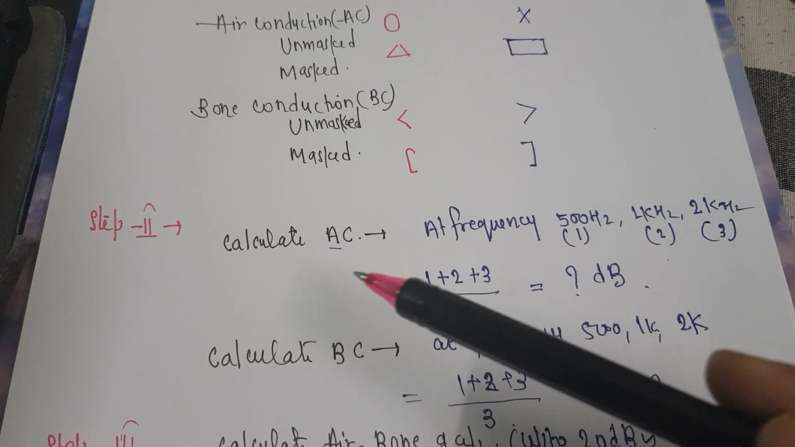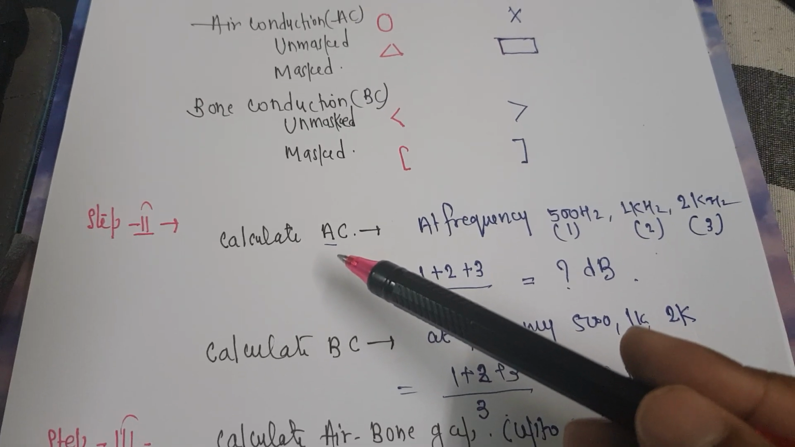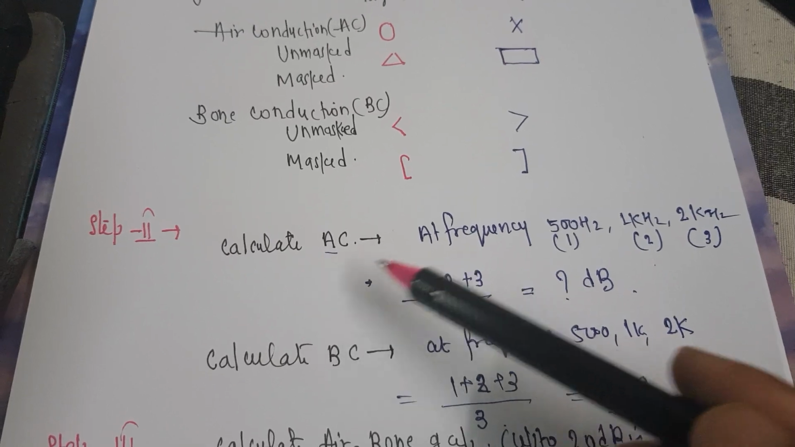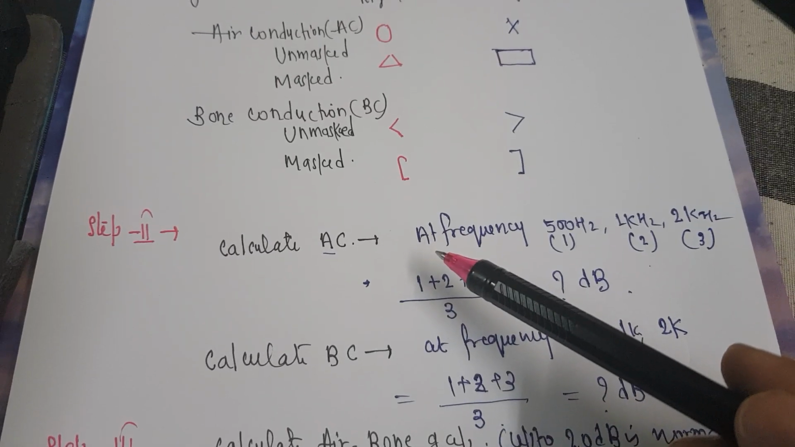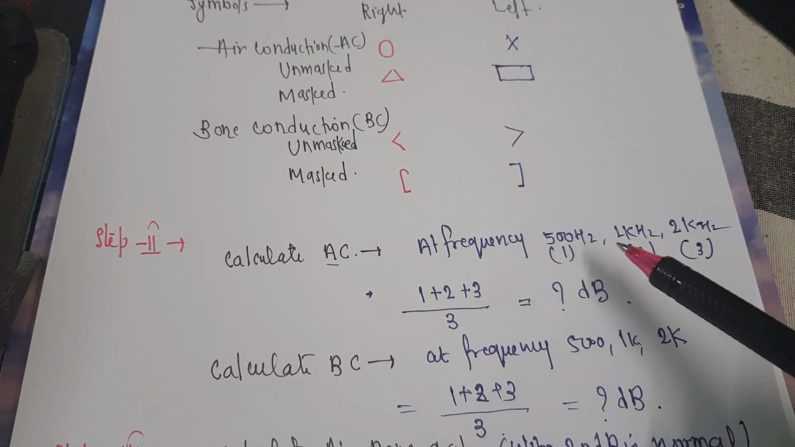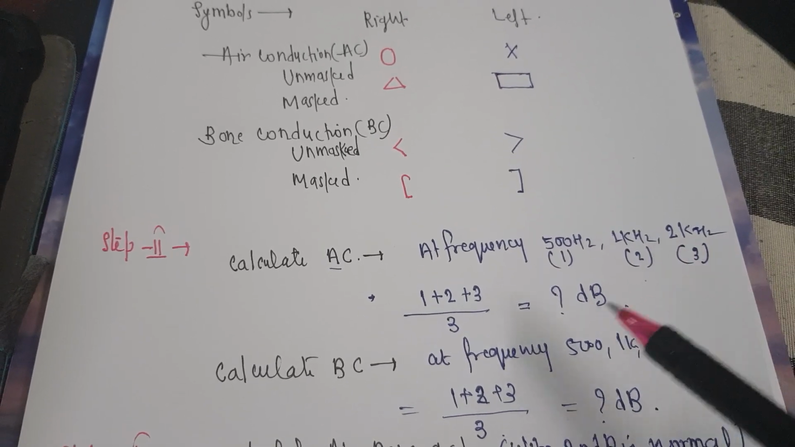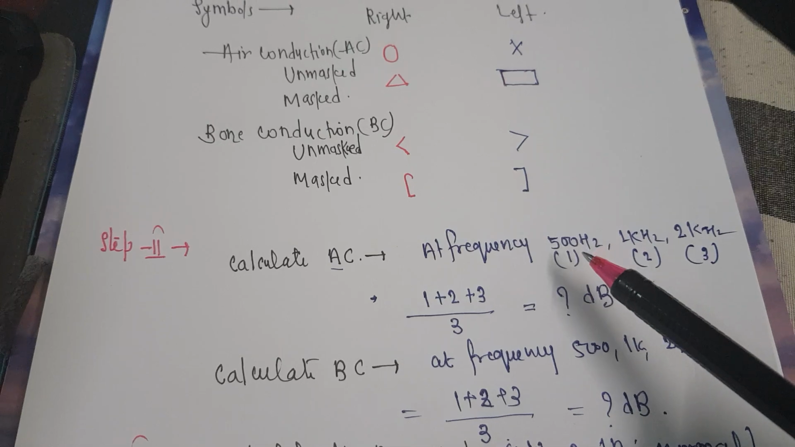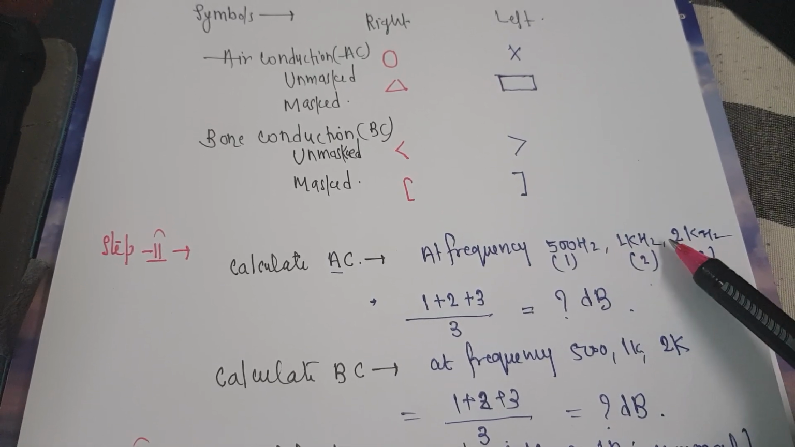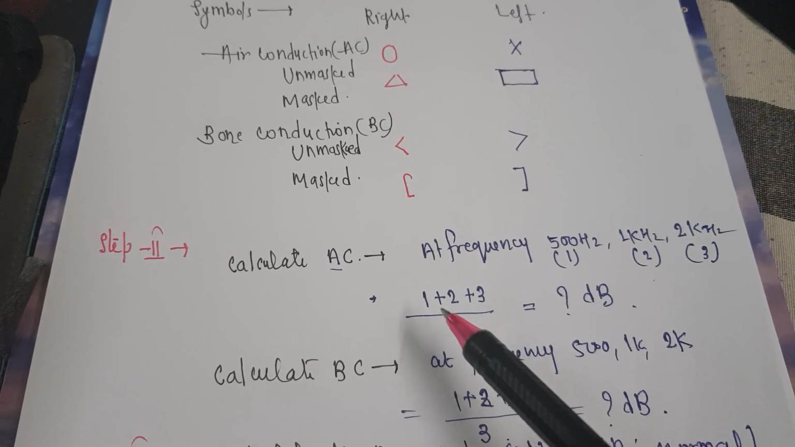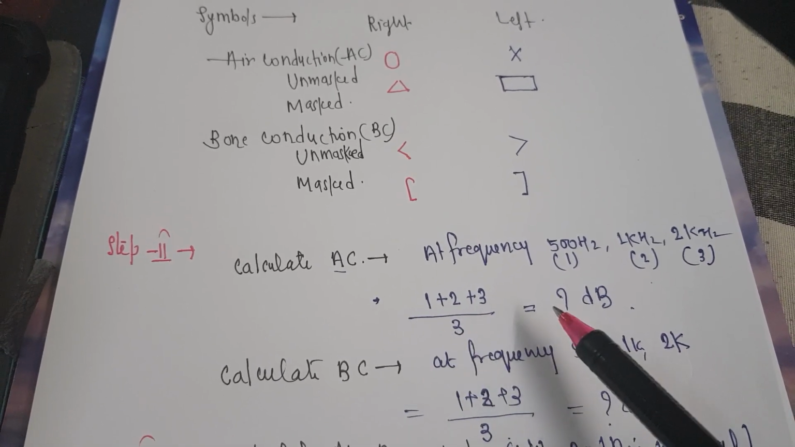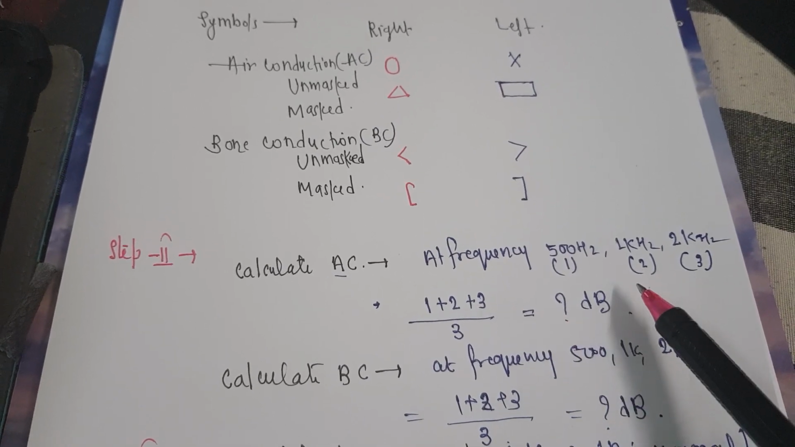In step 2, we calculate the air conduction. Air conduction signifies the function of both the conductive pathway and the cochlea. We calculate air conduction usually at the three frequencies 500 Hz, 1 kHz and 2 kHz. Suppose at 500 the hearing loss is 1 decibel, at 1K 2 decibel and at 2K 3 decibel. We add all these three and divide by 3 to get the average air conduction at these frequencies.